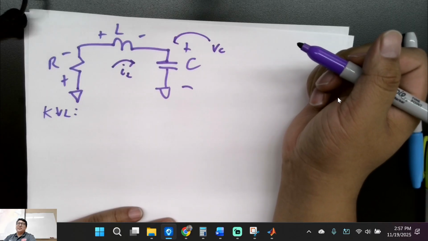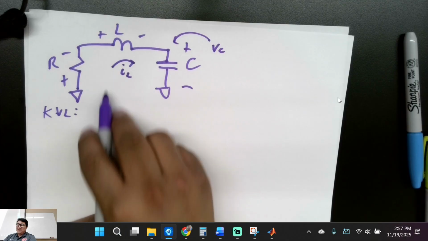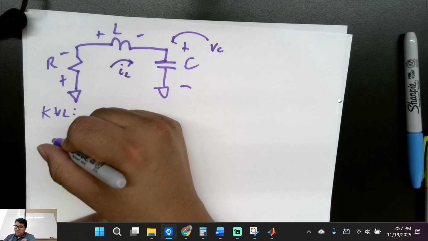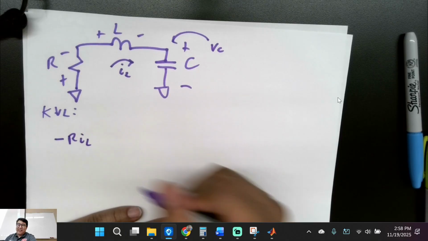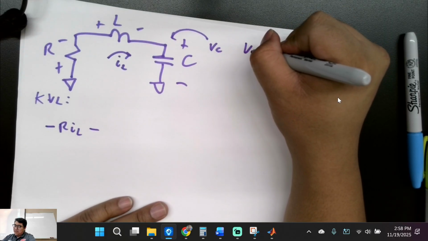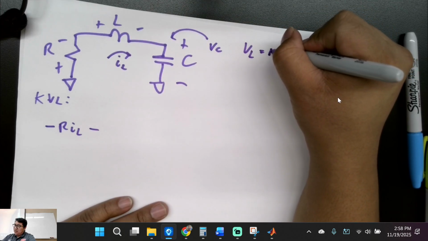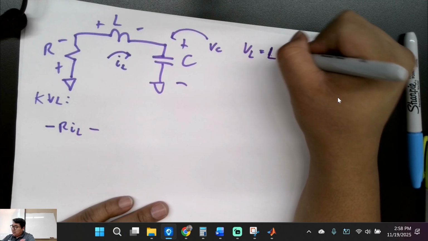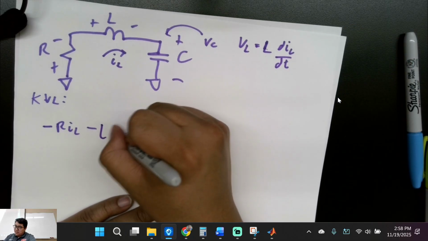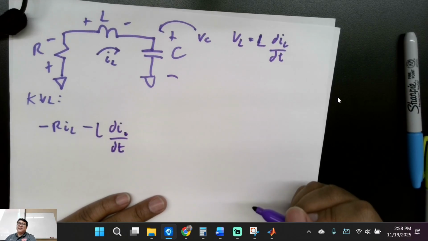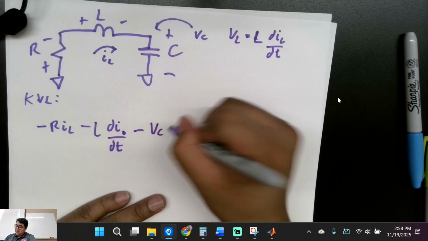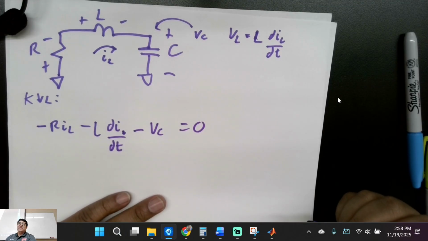That making sense? Good. What's the first step? Draw our current. Second step, walk the circle, plus, minus. We're going down the stairs, minus R IL. Going down the stairs, what's the voltage here? VL. VL is equal to L dIL dt. Is that good? Then down the stairs, minus VC equal to 0. Is that good with everybody?